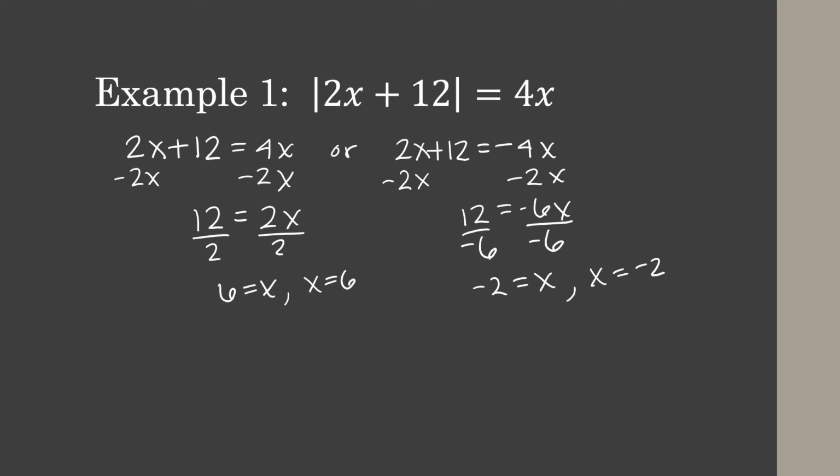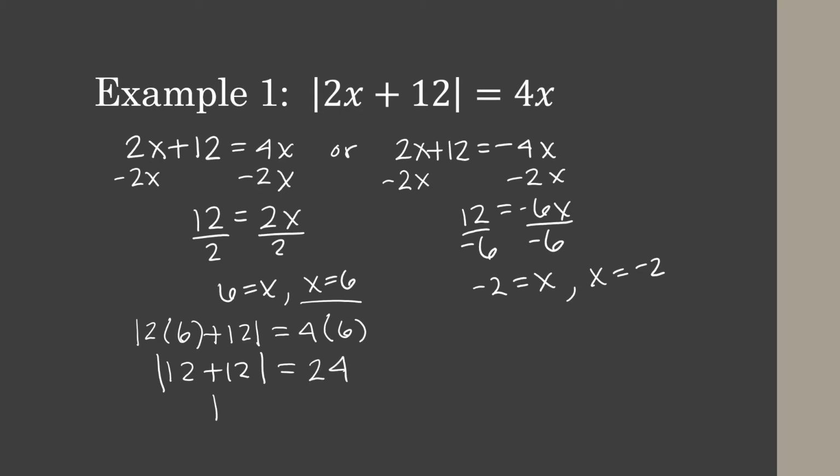So how do we know if either of these are extraneous solutions? Well, let's plug them back into the original equation and see what happens. So for x equals 6, we would have the absolute value of 2 times 6 plus 12 equals 4 times 6. If we start to simplify, 2 times 6 is 12. That's still in the absolute value symbols. And then that's going to be equal to 24. And the absolute value of 24 equals 24. And yes, we do get 24 equals 24. So x equals 6 is an actual solution to the equation because we end up getting a true statement.